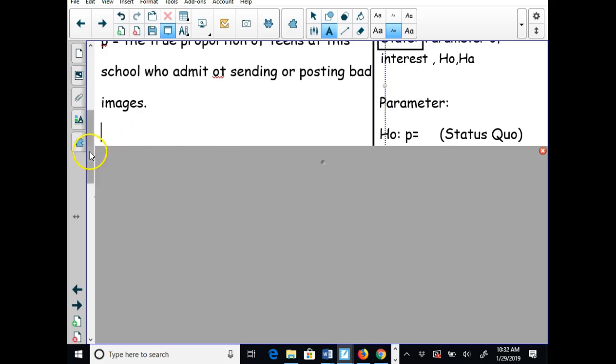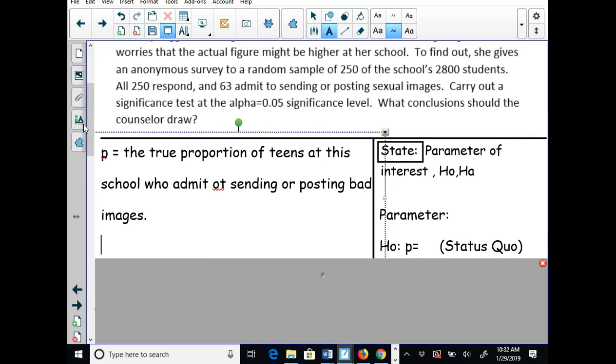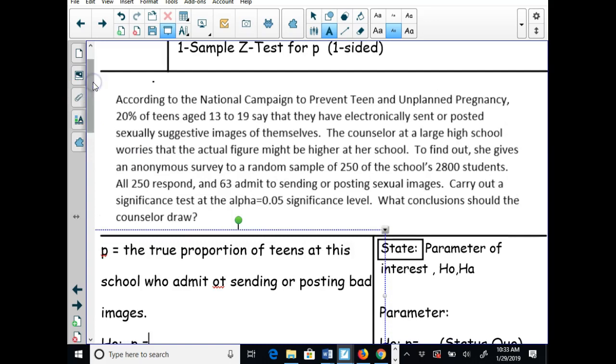So step 1, in the state step, we want to do our parameter of interest, our null hypothesis, and our alternative hypothesis. Our parameter in this case for all of 9.2 will be P, okay? Our null hypothesis is going to be the status quo, or the truth as we know it, or some kind of claim. So right now, H0: P is equal to, and we want to ask, what is the claim right now? The claim or the status quo right now is this 20%. 20% of teens say they have electronically sent or posted bad images of themselves, sexually suggestive, when I say bad, okay?